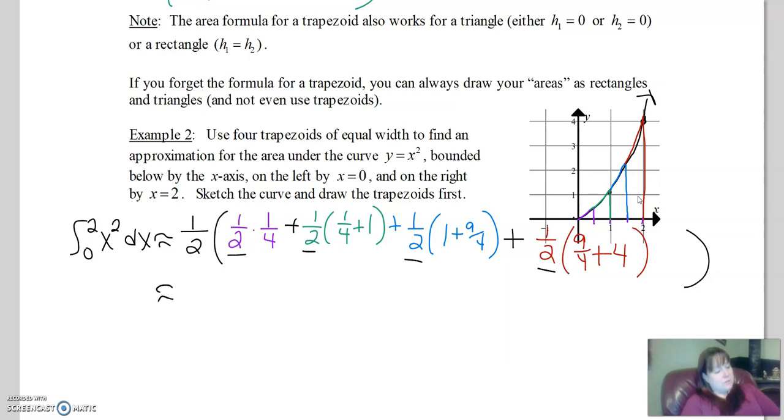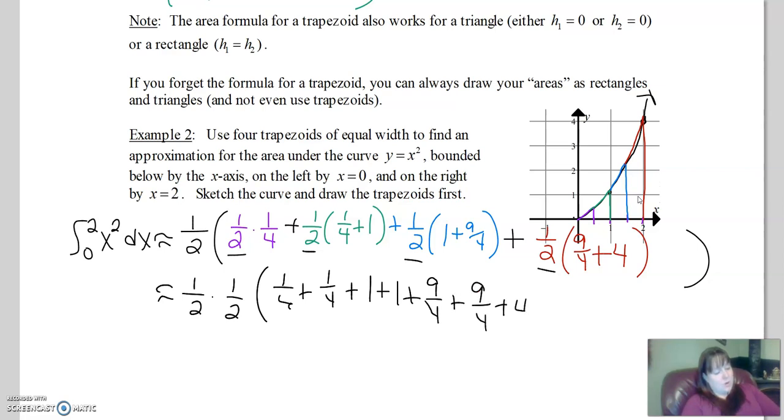So all we're going to do is pull that 1/2 out again. And so then we have 1/4 plus 1/4 plus 1 plus 1 plus 9/4 plus 9/4 plus 4. Now, if you wanted to get crazy, you could start saying, well, that's like 2 times 1/4 and 2 times 1, or you could just do all the math and figure this out, which might be interesting, actually. So, let's see, that would be 9, 18/4, 19, 20/4, which would be 5, 6, 7, 11, 11/4.